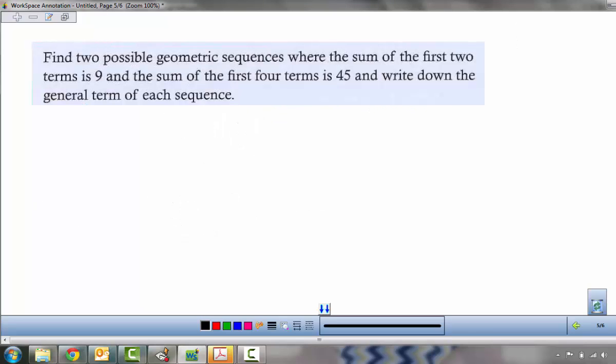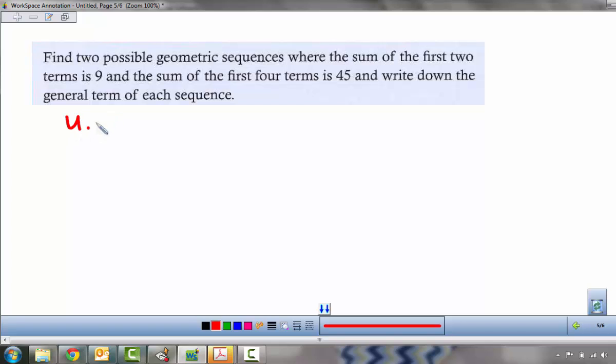All right, find 2 possible geometric sequences where the sum of the first 2 terms is 9 and the sum of the first 4 terms is 45. And write down the general term, that means write down the rule of the sequence.